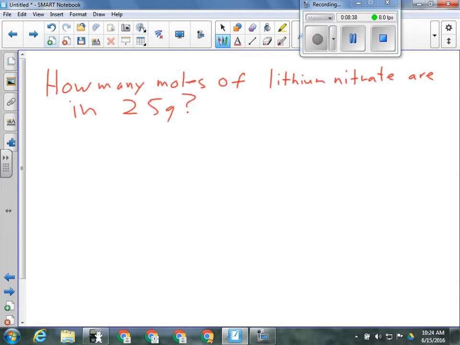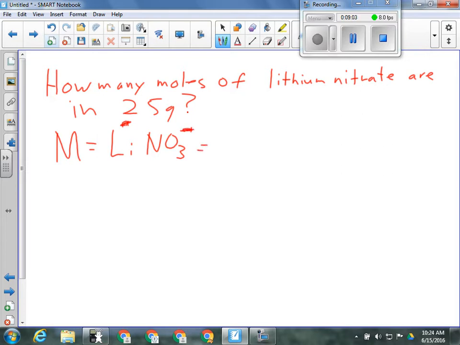Okay, how many moles of lithium nitrate are in 25 grams? Okay, it'd be about as simple as we could get. So, first thing I can calculate is molar mass, because they told me the compound, but I've got to write the compound correctly, or I won't get the proper molar mass. So, lithium with nitrate, right? We had this in our last question. This is a -1, this is a +1, so we're good there.